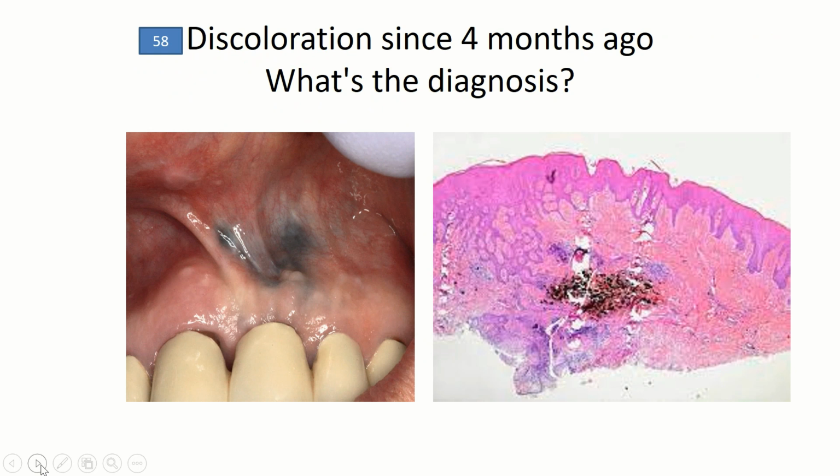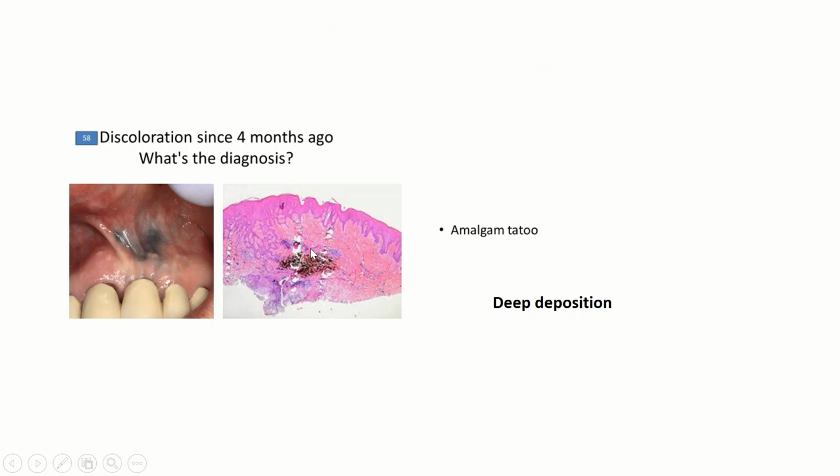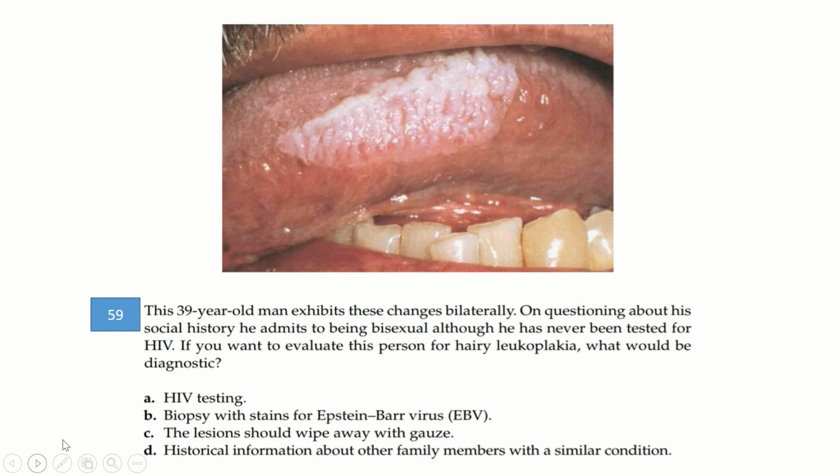And what's the diagnosis? You see here an accumulation of color not in the papillary dermis, actually in the deeply situated. The diagnosis for this finding is amalgam tattoo. The most important key feature of this figure is the deep location of this accumulation of pigmentation.